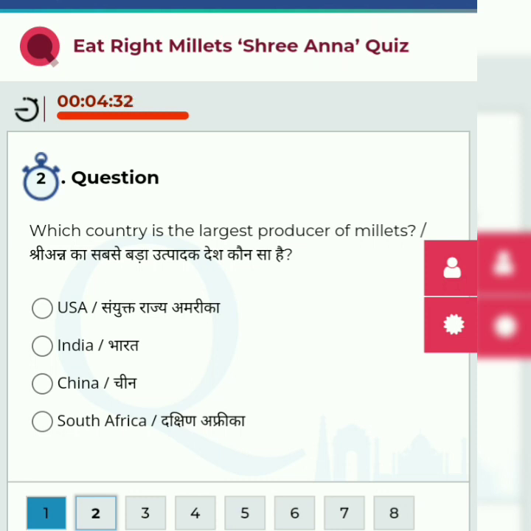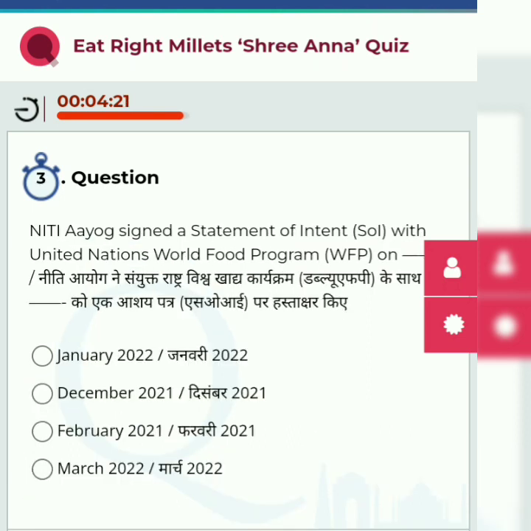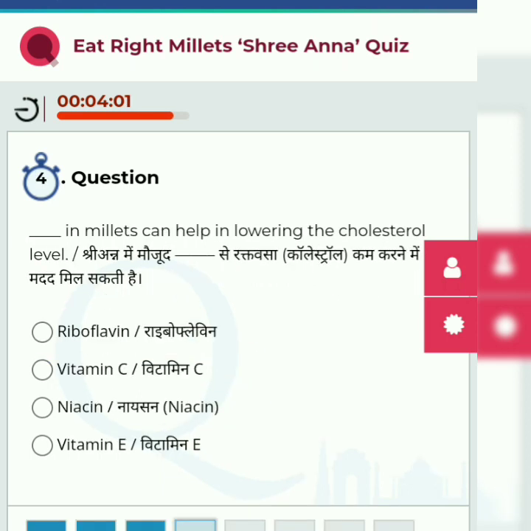Which country is the largest producer of millets? USA, India, China, South Africa. NITI Aayog signed a statement of intent SOI with United Nations World Food Programme WFP on January 2022, December 2021, February 2021, March 2022.